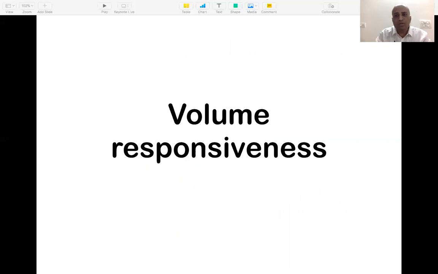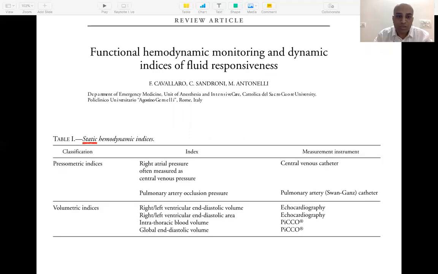Now, whenever we use the term volume status, we are basically talking about volume responsiveness of the patient. And let's see what options and modalities we have to assess the volume responsiveness in the ICU. So there may be some static hemodynamic parameters. It can be pressure indices like right atrial pressure, central venous pressure, pulmonary artery pressure, maybe volumetric indices like right or left ventricular end-diastolic volume, right and left ventricular end-diastolic area, intrathoracic blood volume, and end-diastolic volume.